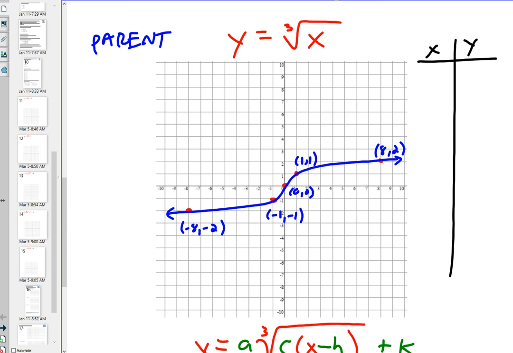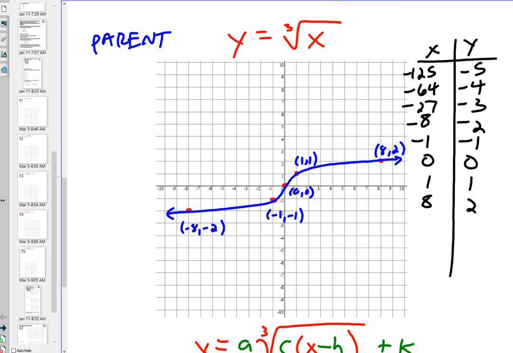What are some common points? There's an infinite amount of points for you to use, but some common ones that I like to use, I'd say negative 125, negative 5, negative 64, negative 4, negative 27, negative 3, negative 8, negative 2, negative 1, 0, 0, but that we're not going to use because it's going to become H and K. 1, 1, 8, 2, 27, 3, 64, 4, 125, 5.